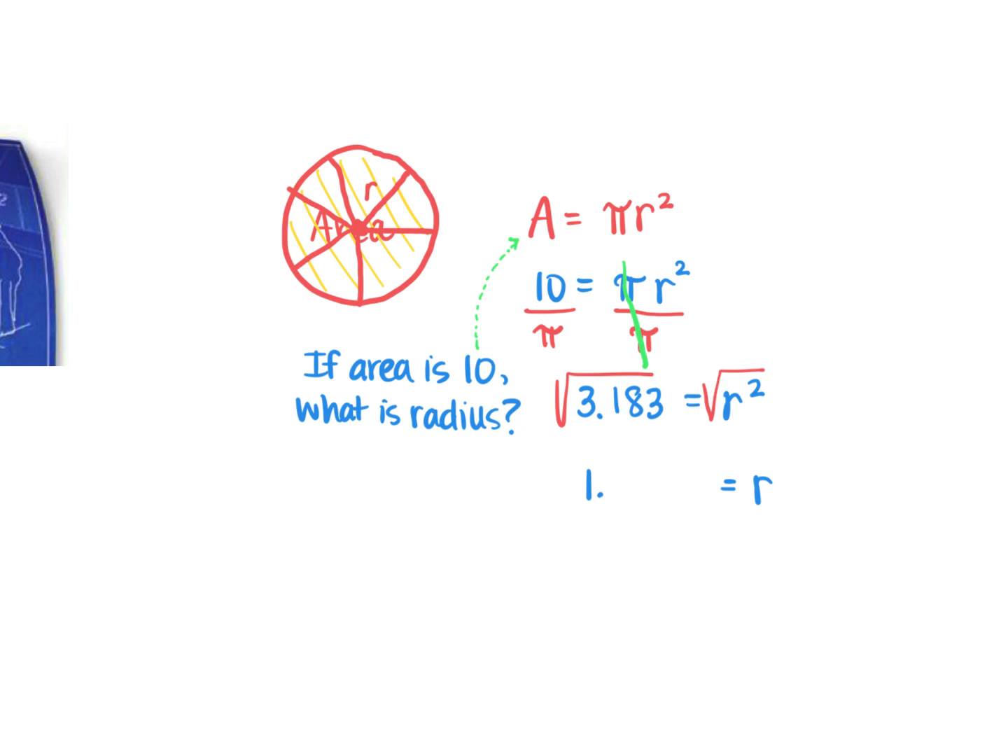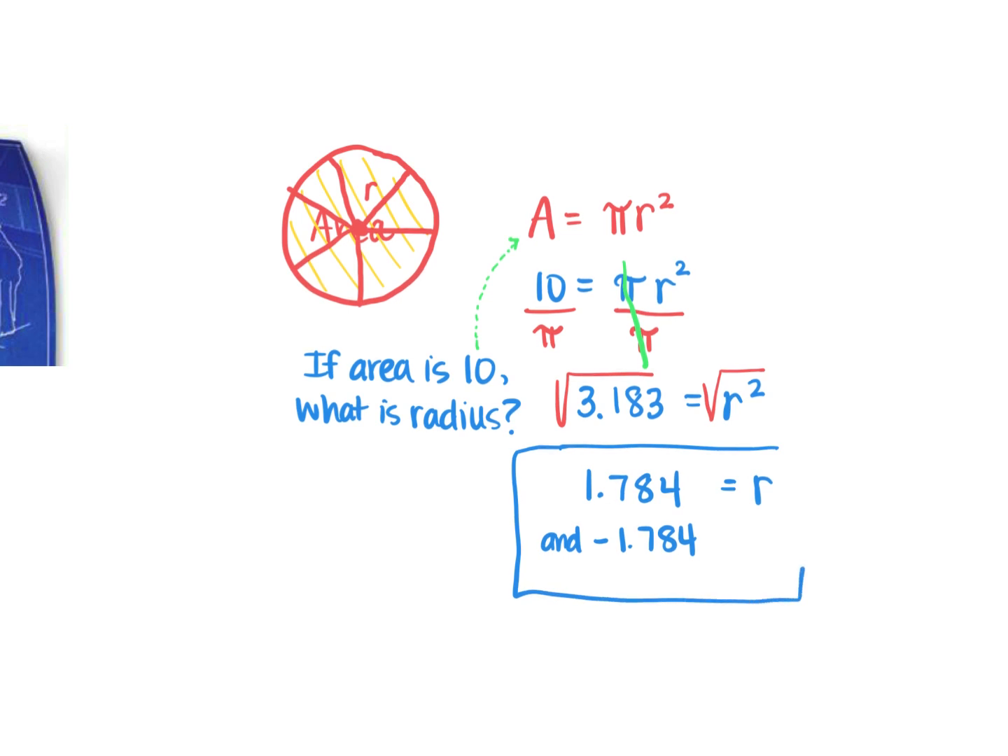We get another decimal, and that's 1.784. And then we have a 0 after that, so we can stop. That is the value of the radius, 1.784, and the value of the radius is also negative 1.784. There are two solutions to the radius because the radius goes in all directions.